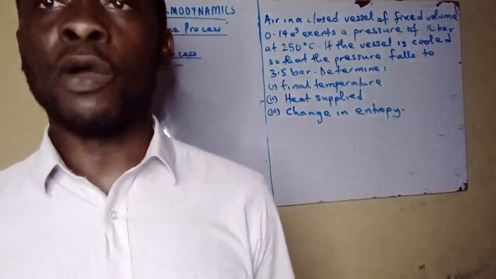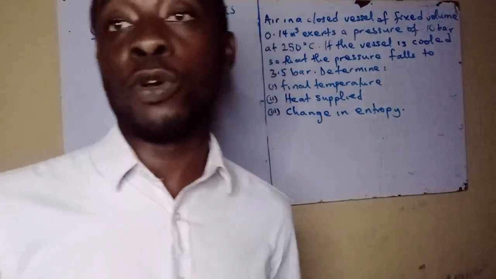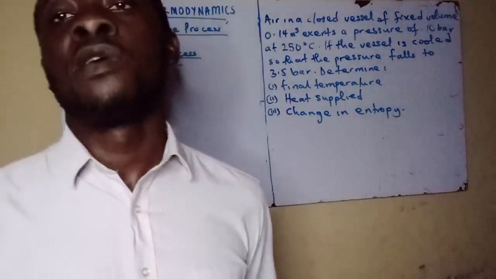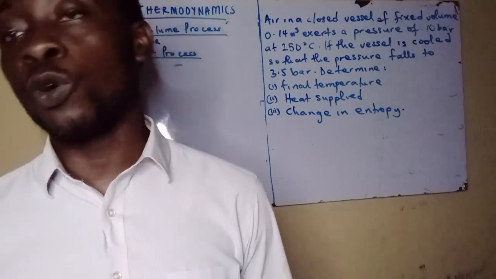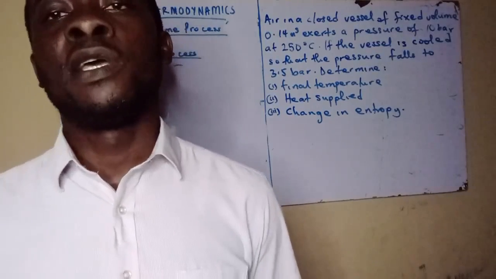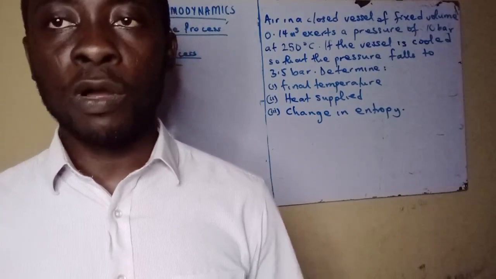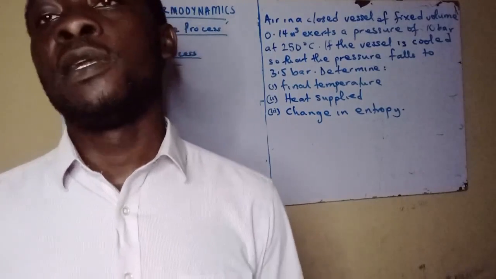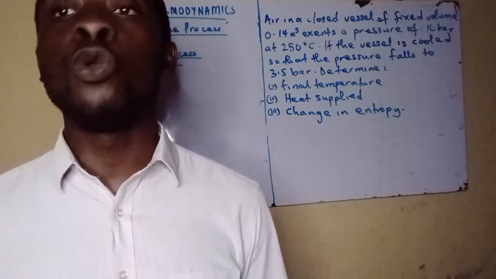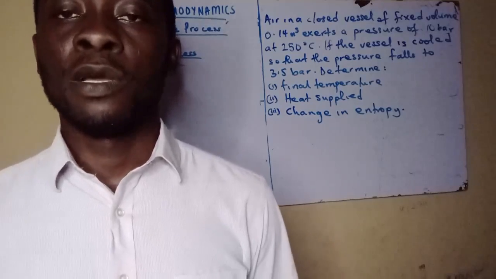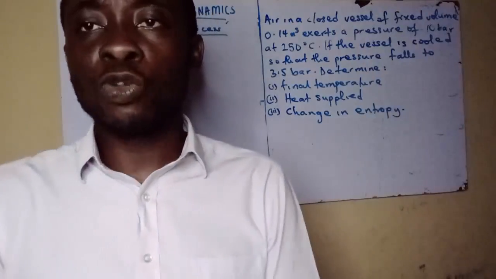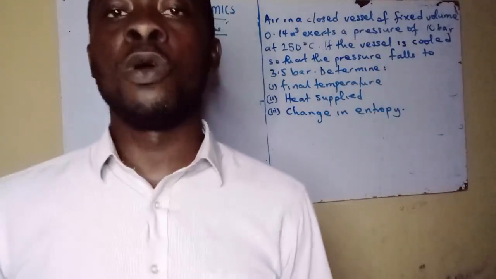Today we are going to be taking a higher level subject for university and polytechnic students. This is for thermodynamics, and today we are looking at the constant volume process. A constant volume process is one where the volume is constant. Now this is majorly possible in a closed system. A closed system is a system with a boundary such that nothing can encroach into that boundary.